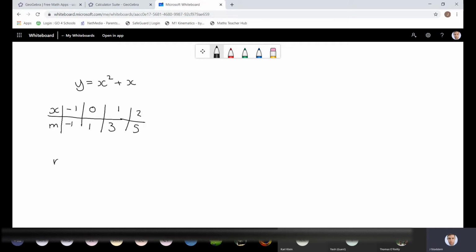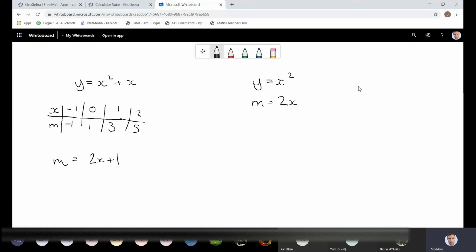Now, is anyone able to give me a formula for the gradient in terms of x, please? 2x plus 1. It is 2x plus 1. I'll remind you, when y was equal to x squared, the gradient function was 2x. When y equals x squared plus x, the gradient function is 2x plus 1.